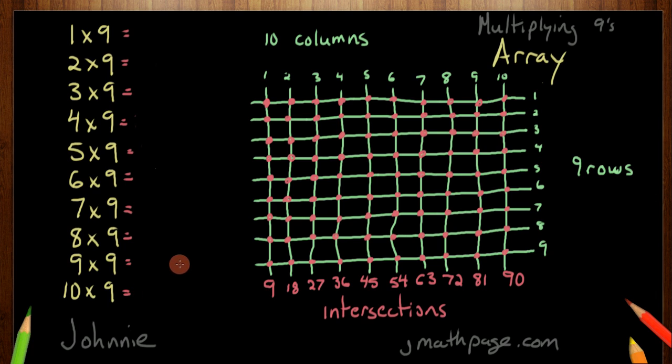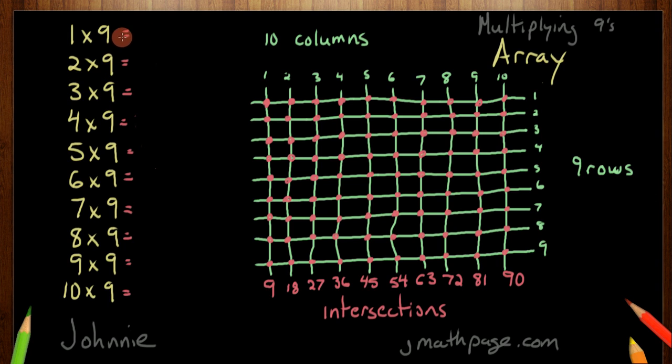Now I'm going to mix them up. Are you ready? 5 times 9 equals, 7 times 9 equals, 9 times 9 equals, 1 times 9 equals, 3 times 9 equals, 10 times 9 equals, 8 times 9 equals, 6 times 9 equals, 4 times 9 equals, 2 times 9 equals. How did you do?